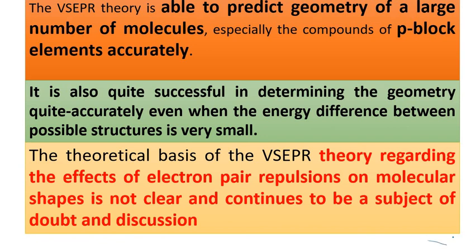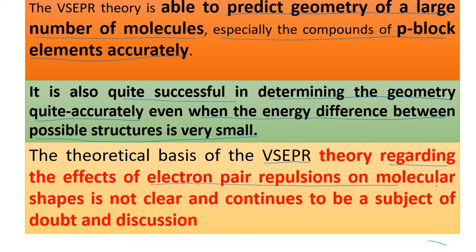Valence shell electron pair repulsion theory is able to predict the geometry of a large number of molecules, especially the compounds of p block elements, more accurately. It is also quite useful in determining the geometry quite accurately, even when the energy difference between the possible structures is very small. That is because of the presence of lone pairs of electrons, right? The theoretical basis of valence shell electron pair repulsion theory regarding the effects of electron pair repulsions on molecular shapes is not that much clear.